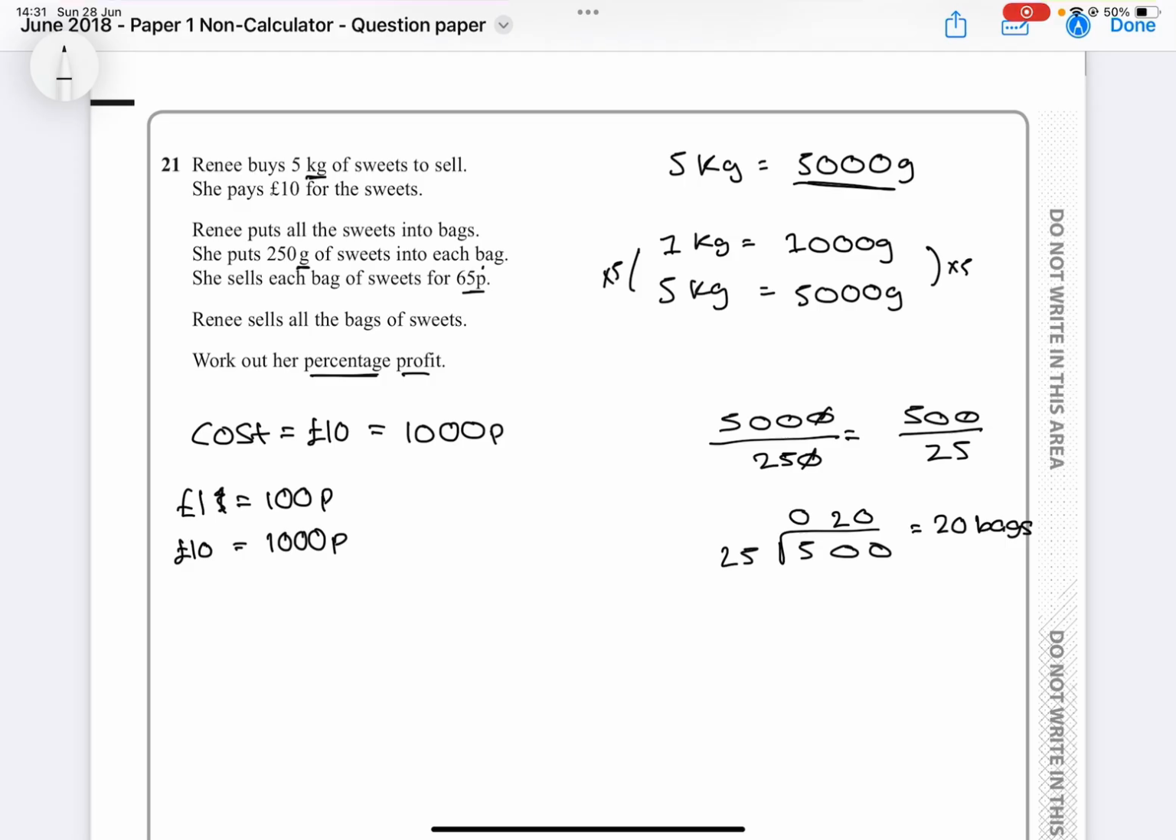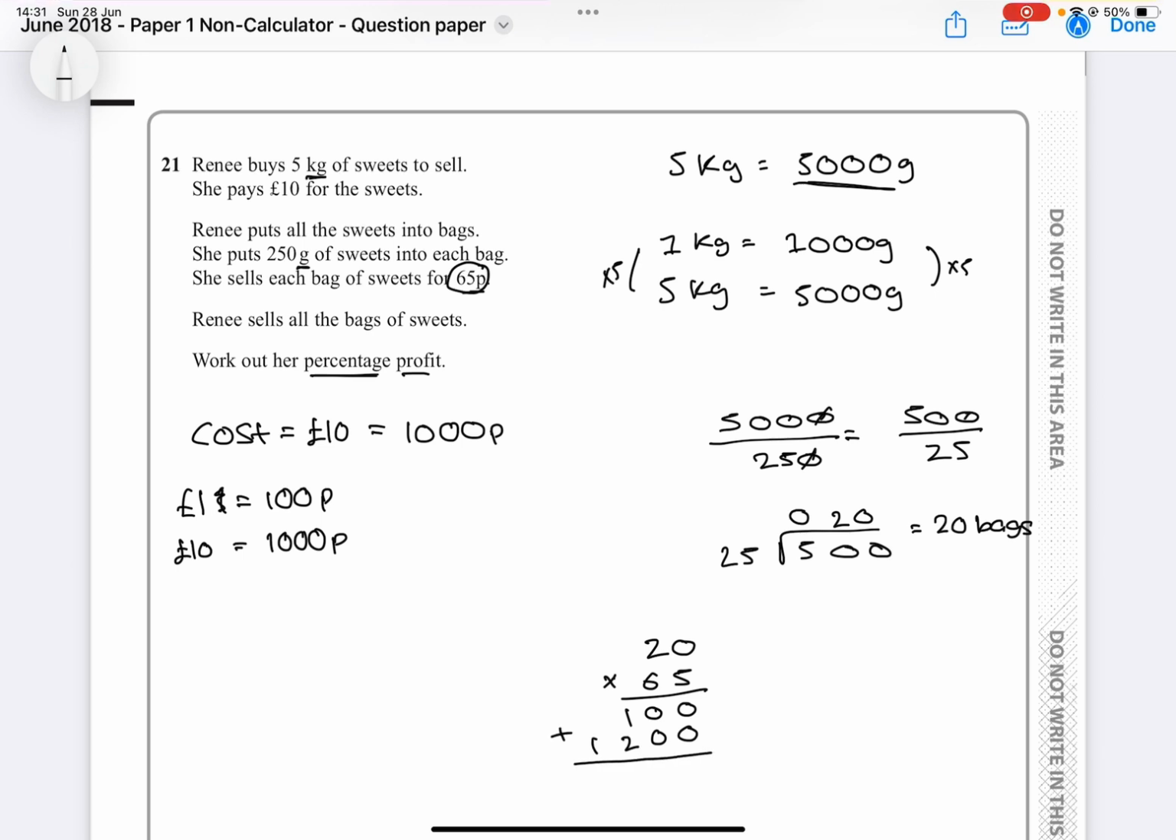Now she sells each bag for 65p. So I'm going to do 20 multiplied by 65 pence, okay? So 5 times 0 is just 0. 5 times 2 is 10. Put a 0 there as a placeholder. 6 times 0 is 0.